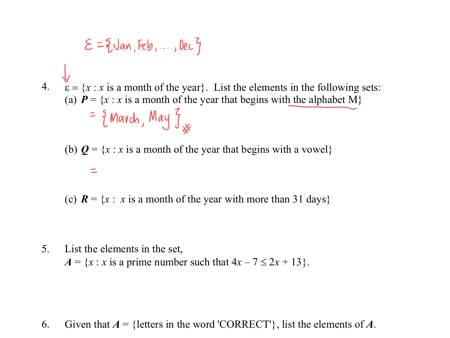Then the next question is the month that begins with a vowel. A, E, I, O, U. So A, have or not? Don't have, right? Oh, April. E, I, O, October. U, don't have. So only April and October.